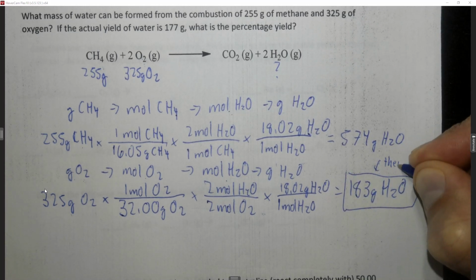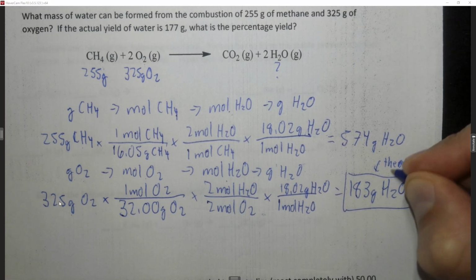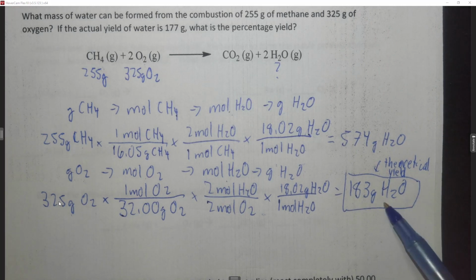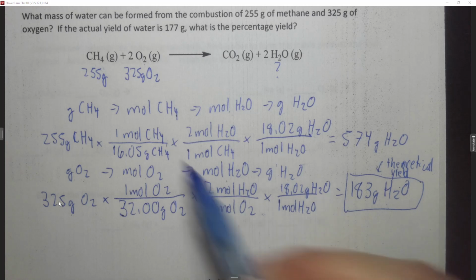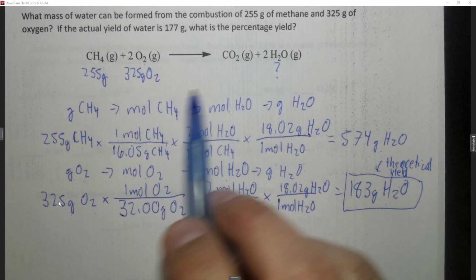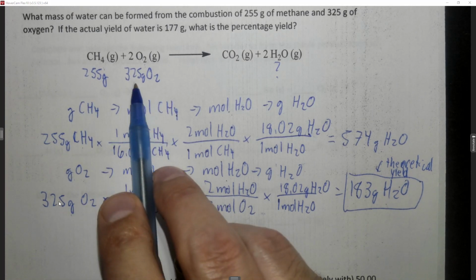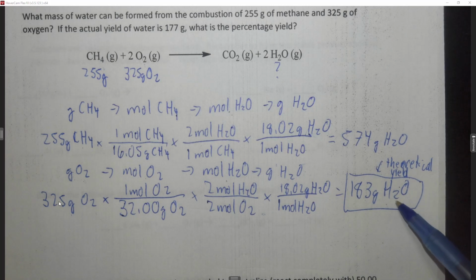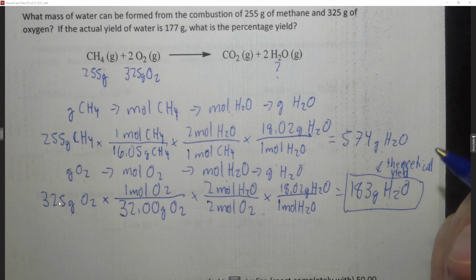This is called the theoretical yield. Okay, because this is the most we can make, because we've run out of oxygen after we make 183 grams. Without any more oxygen, we can't make any more water. Note that it has nothing to do with how much we started with. We actually started with more grams of oxygen, but that many grams of oxygen made less water. So you have to do all this math. You can't just look at these numbers and know which one you're going to run out of first.